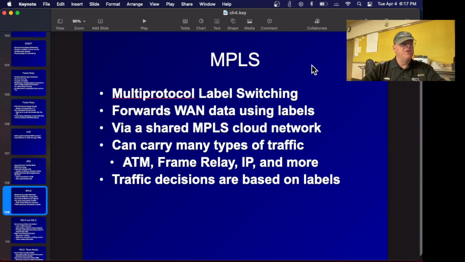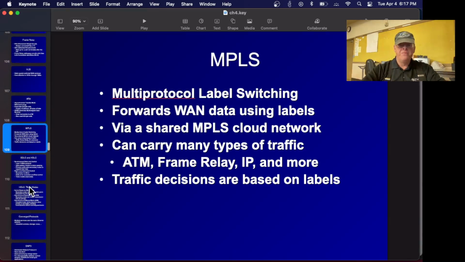Multi-protocol label switching can forward WAN data using labels instead of just IP addresses. So you have a shared cloud network that can carry many types of traffic inside it, and the traffic decisions are made on labels. Label switching can be much better than routing by IP address. It can be much faster.